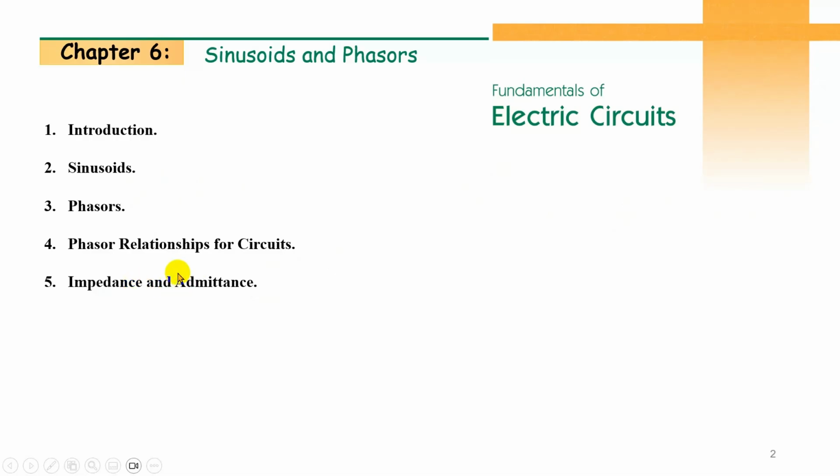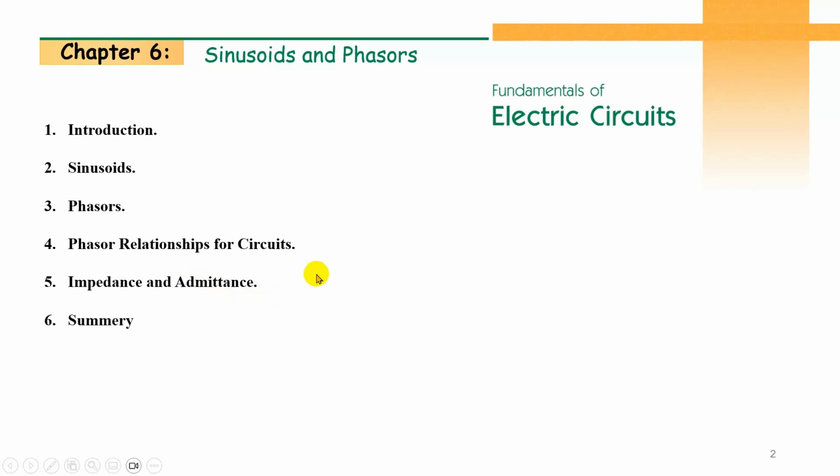Generally we call it resistance in DC circuits. In AC circuits, because inductance and capacitance effects will come due to the AC, we call that resistance impedance. The conductance will be called admittance. So we will study these in this chapter.